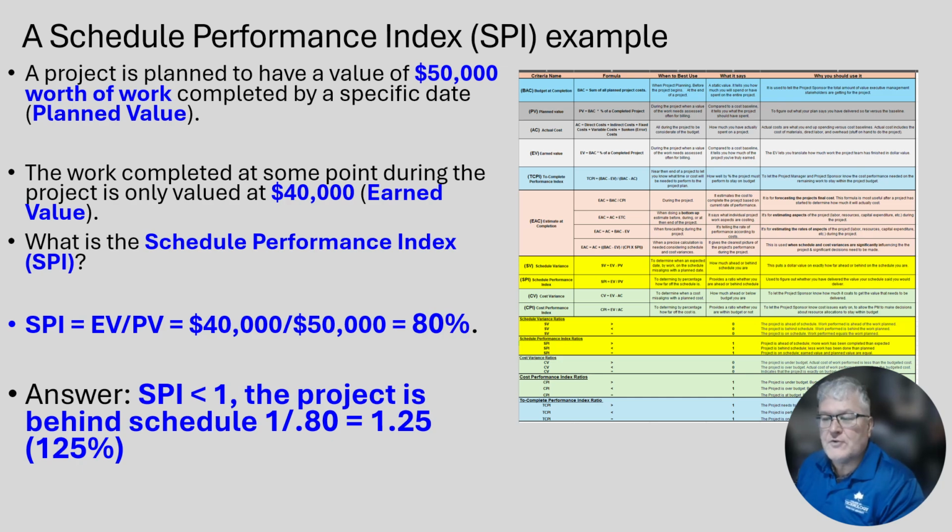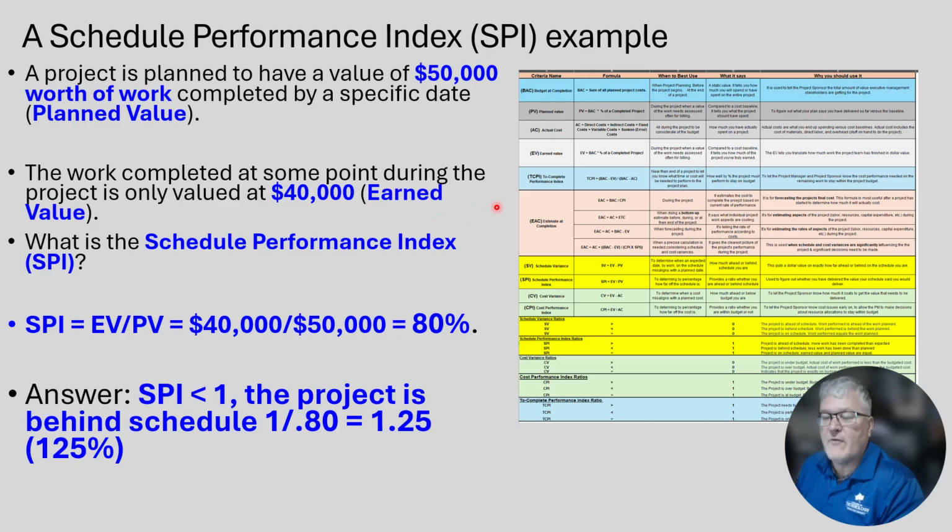Here is a schedule performance index example. A project is planned to have a value of $50,000 of work. That's planned value, and that's by a specific date. The work completed at some point during the project is only $40,000, earned value.